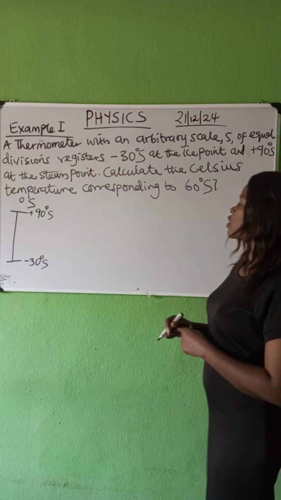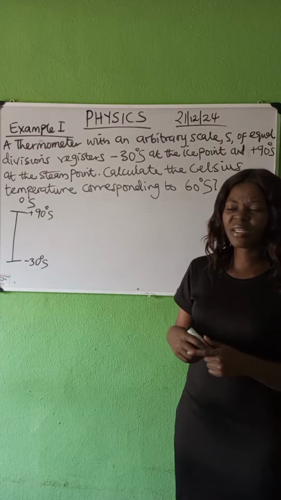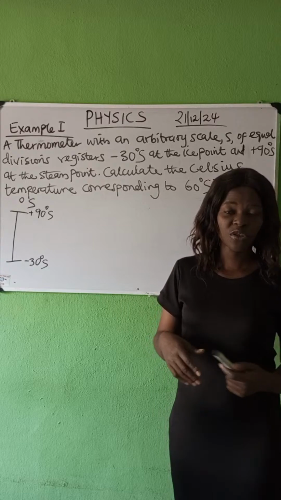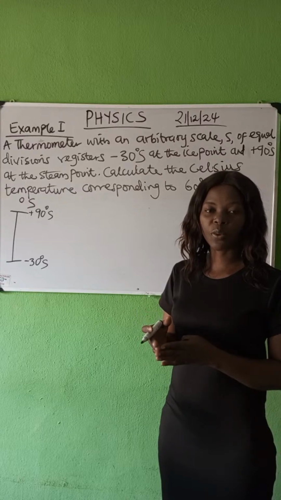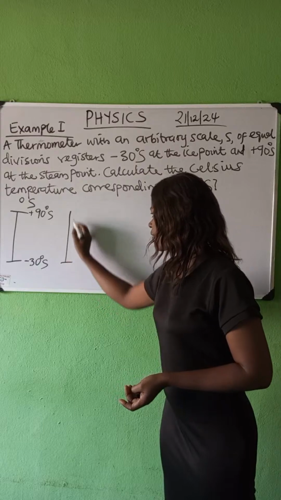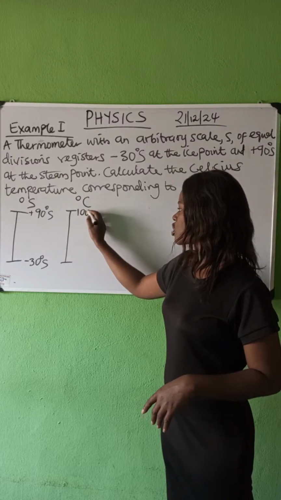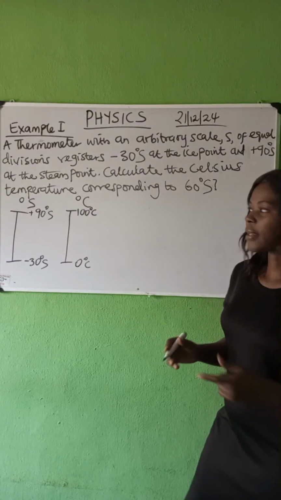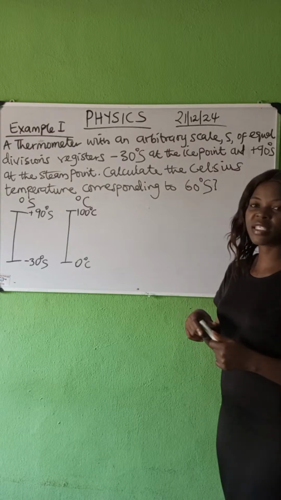All right, so now we are comparing this thermometer that registers degrees X to a Celsius scale. Do you understand? So I'm going to draw a Celsius scale. And we already know the upper fixed point and the lower fixed point of a Celsius scale. So let's just do a sketch. This one is degrees Celsius. The upper fixed point, remember, is constant, which is 100 degrees Celsius, while the lower fixed point is 0 degrees Celsius. Is that clear? All right, so calculate the Celsius temperature corresponding to 60 degrees X.